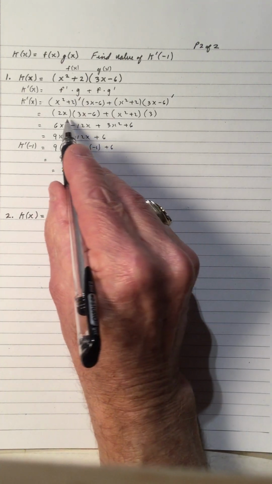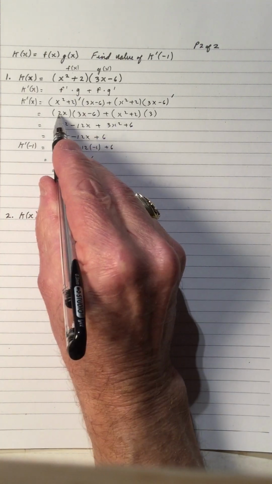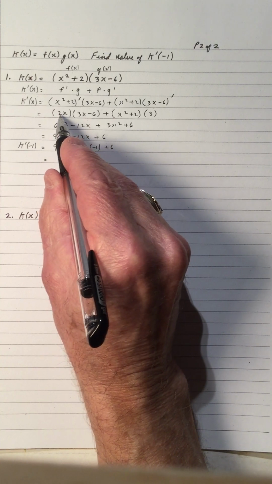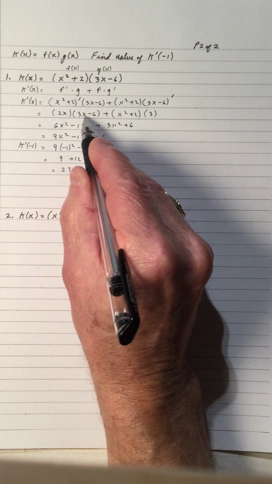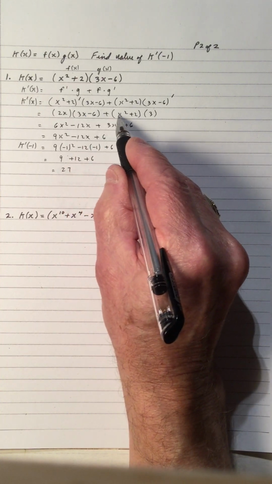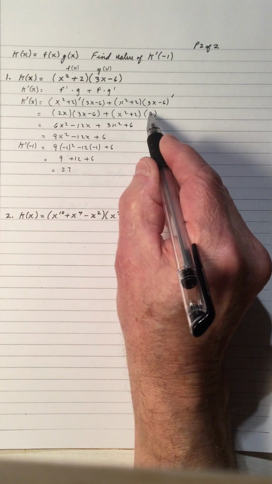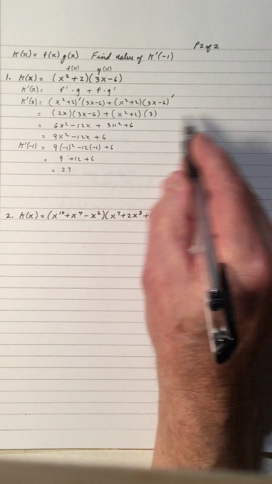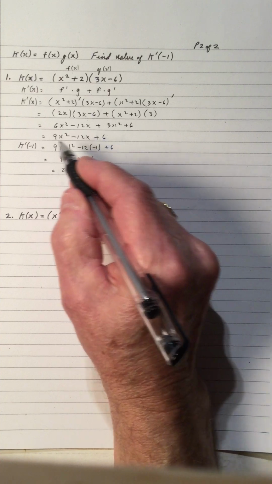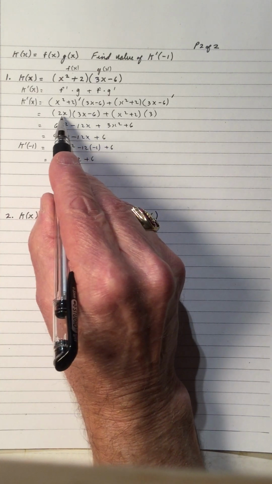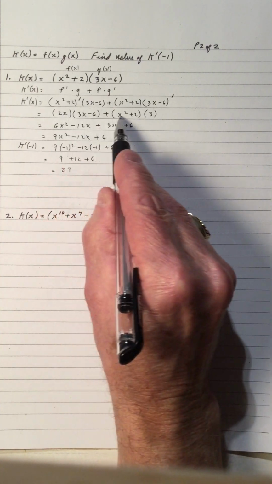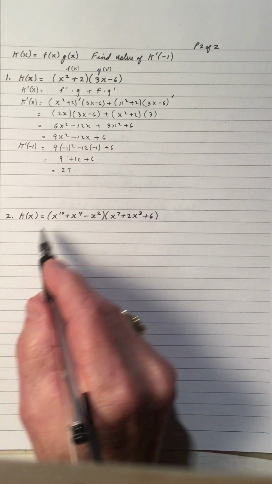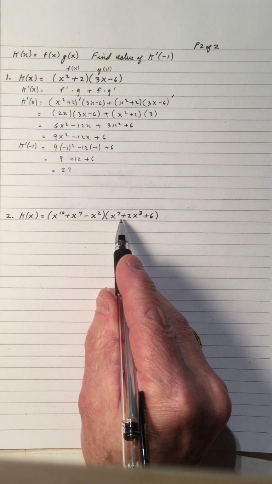Or, if I didn't want to simplify this, I could leave it alone and put the negative 1 in here, and here, and here, and get an answer, and then multiply these together without simplifying. So you can simplify it like this and then put the negative 1 in, or after your derivative is done, without expanding it out, you can put the negative 1 in here. And this would be true for this.